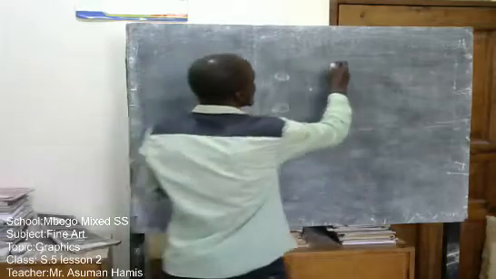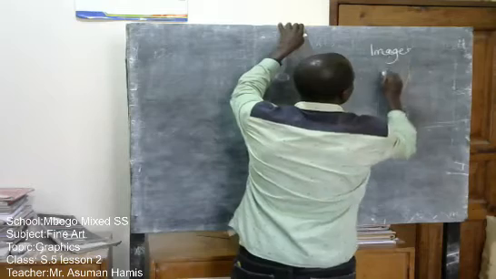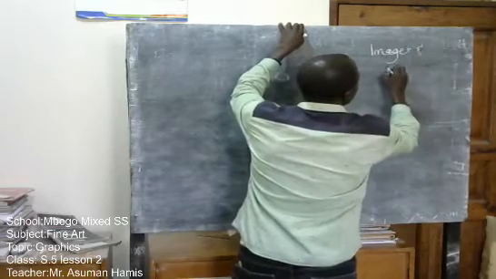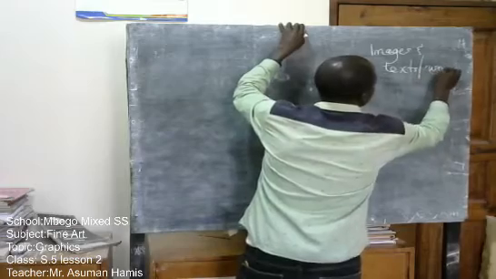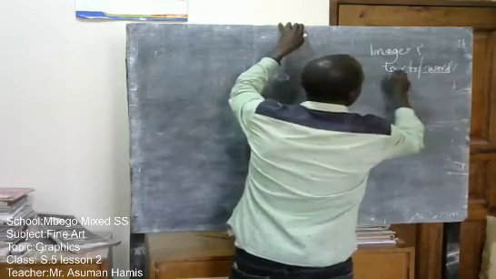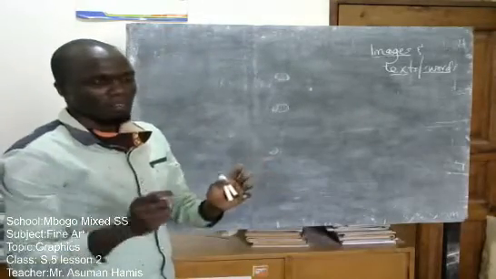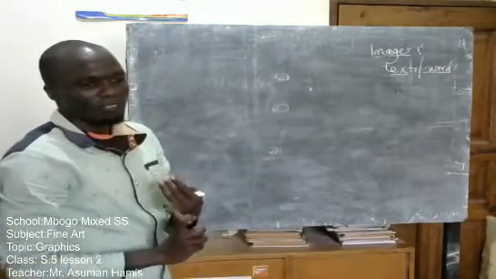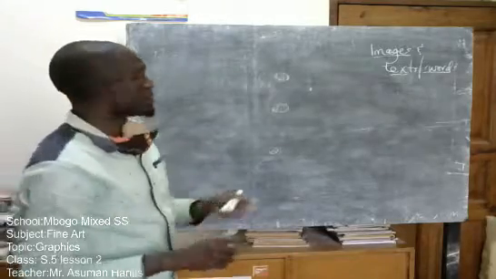and texts. We are using images and text or words. And yesterday we learned how to organize a book cover. We looked at the front cover, we looked at the spine, and we also looked at the back cover.